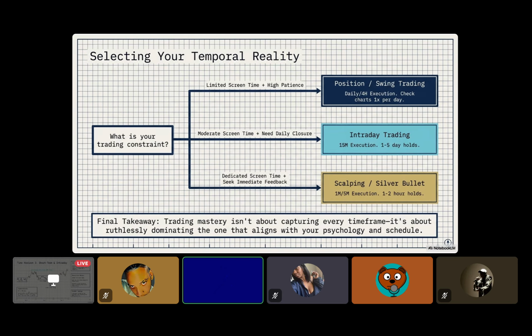Next, selecting your temporal reality. What is your trading constraint? If you've got limited screen time but a lot of patience, position and swing trading might be for you. If you've got moderate screen time and you need daily closure, intraday trading is for you. If you've got a lot of time on your hands and you want immediate feedback on whether you're doing good or bad, scalping is most likely going to be the thing for you. Trading mastery isn't about capturing every time frame, it's about ruthlessly dominating the one that aligns with your psychological mindset and your schedule. So keep that in mind.